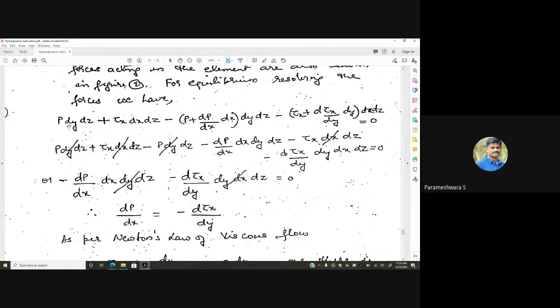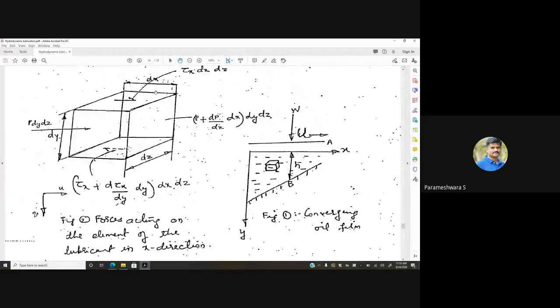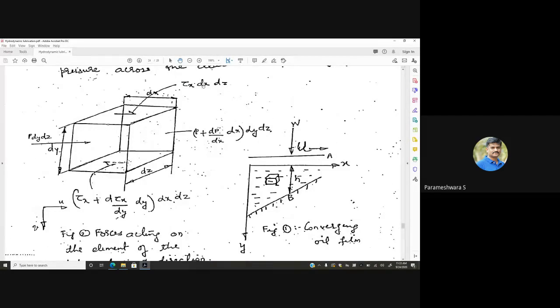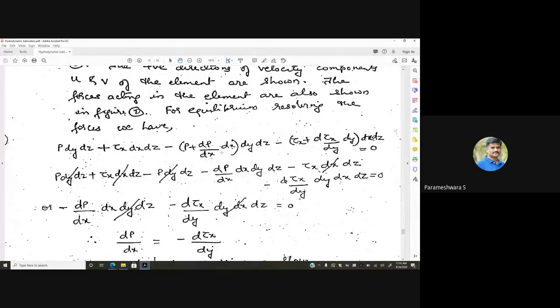That is, force on the left side, P into dy into dz, plus we have the shear force, which is acting opposite to this, so we have a minus sign for this. Minus P plus dp over dx into dy dz. Again, the shear force on the other side, tau x plus d tau x over dy into dy, is equal to 0.